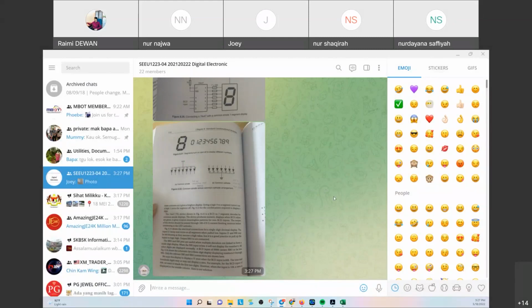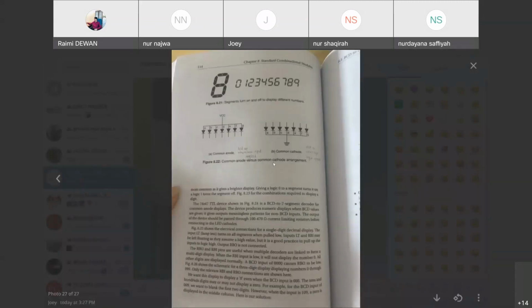Okay, so now look at page 114 at the Telegram group. You need to make sure when they ask about a decoder or even an encoder, but so far the module only touches on the decoder. Okay, never mind. So when you see the decoder, you need to make sure whether it is common anode or common cathode. Okay, different. First, you need to see whether it is a common anode or common cathode, which is stated here. Read this one.